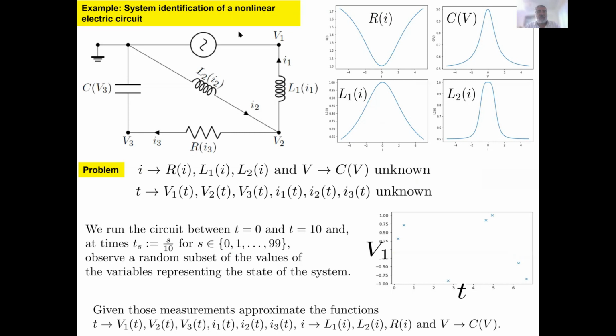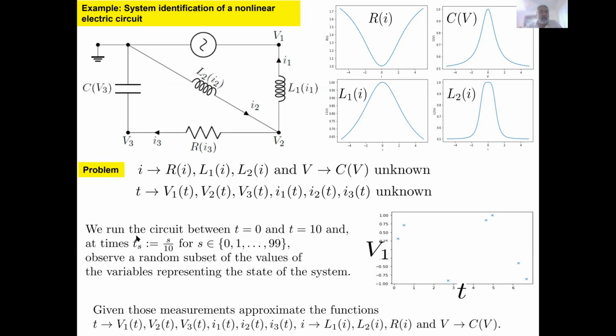So our first application concerns the identification of a digital twin or surrogate model of this nonlinear electric circuit whose RLC components are assumed to be unknown and nonlinear. And by nonlinear, I mean that they depend nonlinearly on the underlying current and voltages. We also assume that all the voltages and all the currents in the circuit are unknown functions of time. So in particular, we don't know how this circuit is being forced.